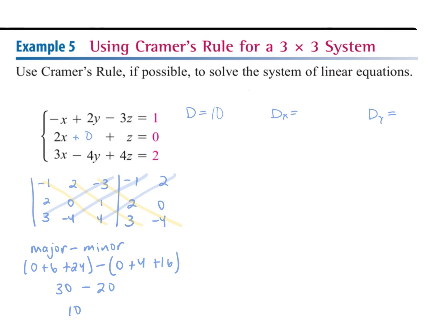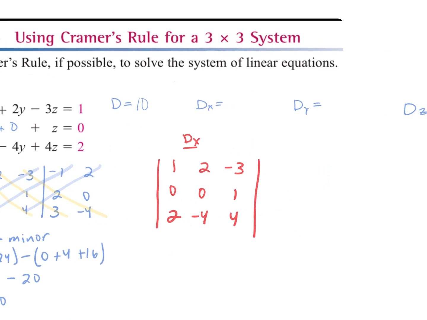Let's find the x. How do I find x again? Substitute the answers in for the x column. So 1, 0, 2. This is d sub x. Then I have 2, 0, negative 4, negative 3, 1, 4. Did I get all my signs correct? All right, so recopy the first column. 1, 0, 2, 2, 0, negative 4.